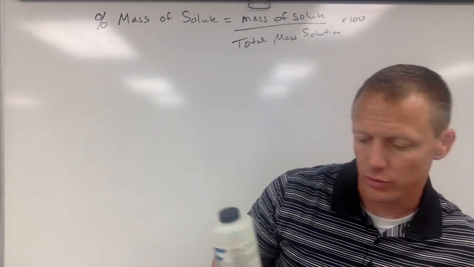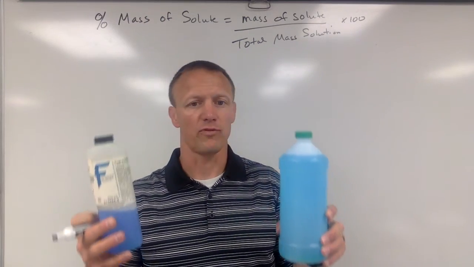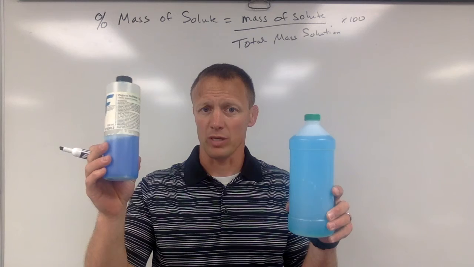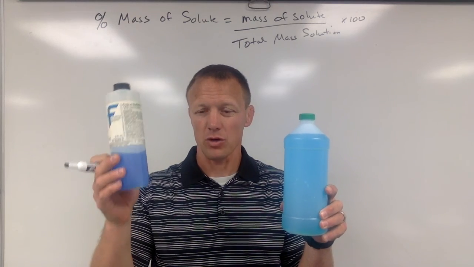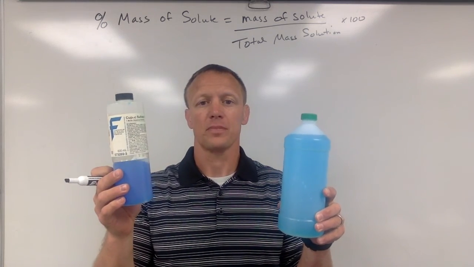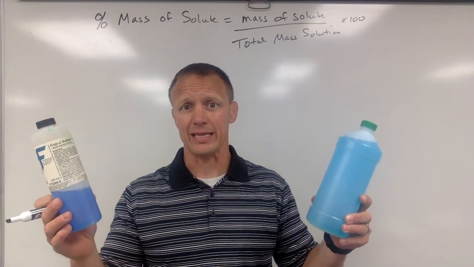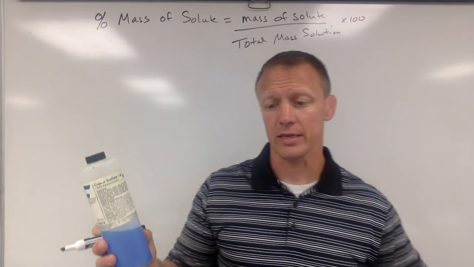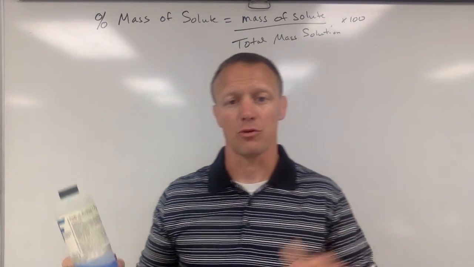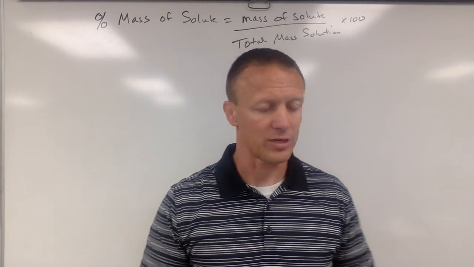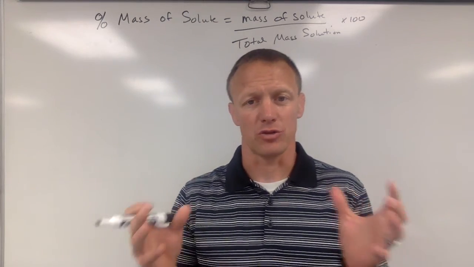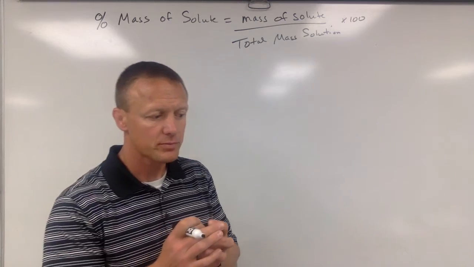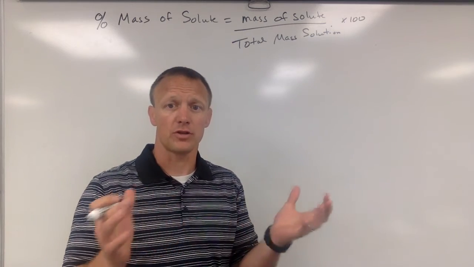If we look at these two solutions, they're both copper sulfate. You can tell that this one is more concentrated just by looking at it. It's got a darker color to it. You can tell your Kool-Aid is more concentrated by tasting it. You taste it, you can tell if you need to add more sugar or add more water to dilute it down. So concentrated means there's lots of solute dissolved. Dilute means there's not very much dissolved.